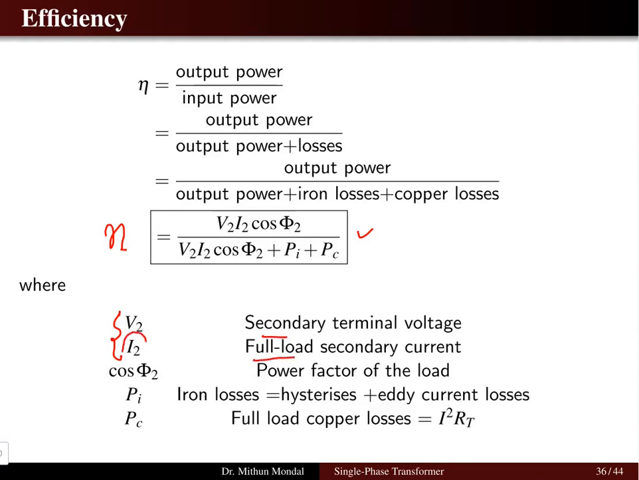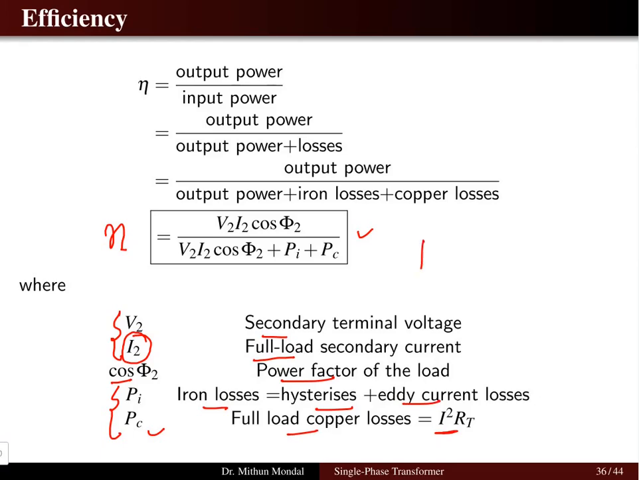So we can note down here that I2 represents the full load current. The power factor of the load is cos phi 2, and Pi and Pc represent the iron loss and the copper loss. Iron loss is the summation of hysteresis loss plus eddy current loss. The full load copper loss is equal to I square into the total resistance of the entire transformer.